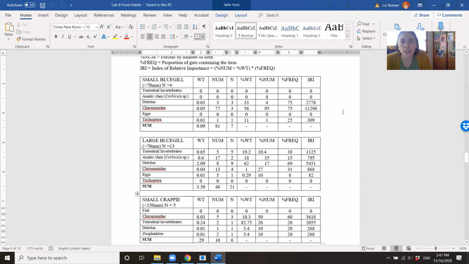When we look at the relative importance, chironomids are really high in small bluegills, and detritus and caddisflies, some of the smaller prey, but then the terrestrial invertebrates and the Asian clams become more important in the large bluegill. There's still some overlap, and so we'll say that that's moderate evidence for a diet shift, but not really stark.